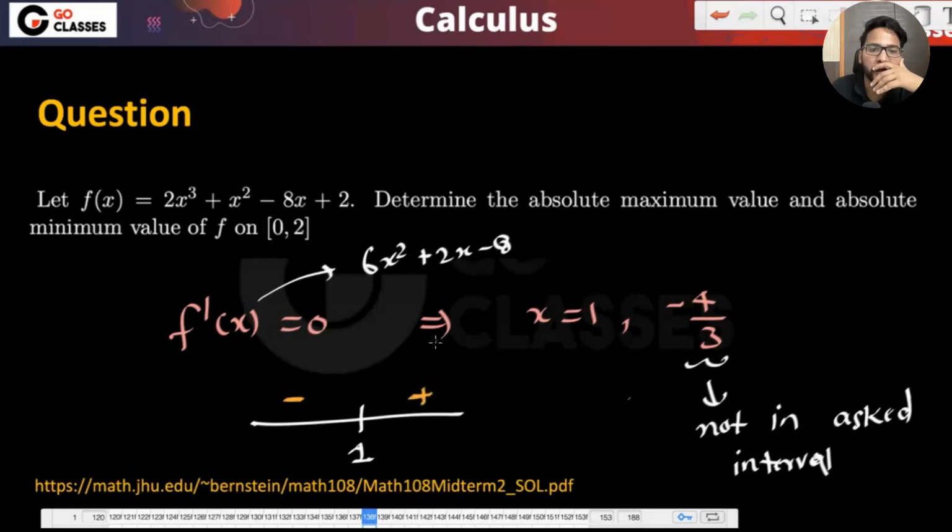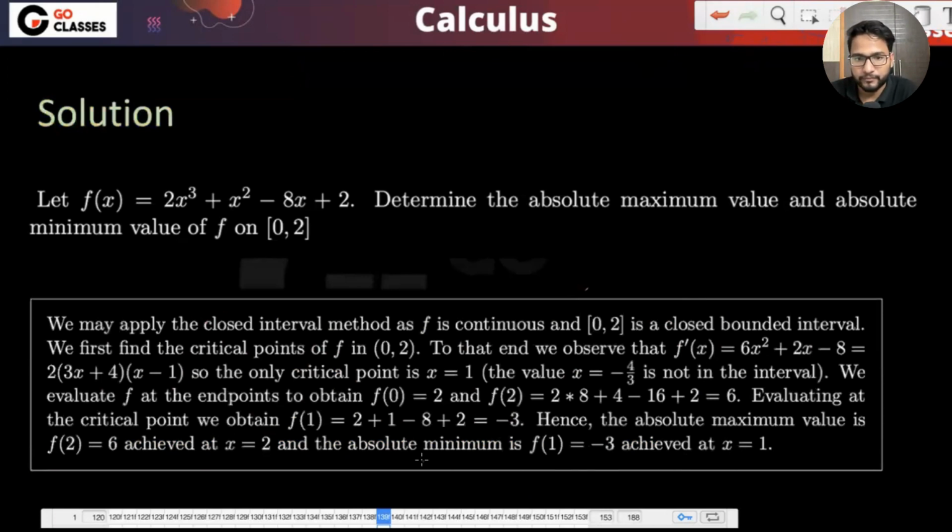Because there is just one critical point, right? Yes, that's correct. So there is just one critical point, and that's why you can do it. It means the function was decreasing and then increasing, so 1 is a minimum. The absolute minimum is at x equal to 1, where f(1) is minus 3.